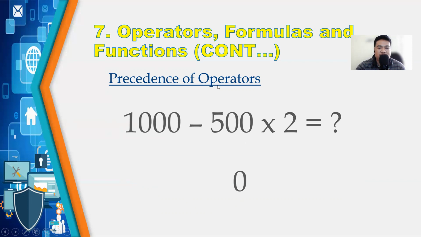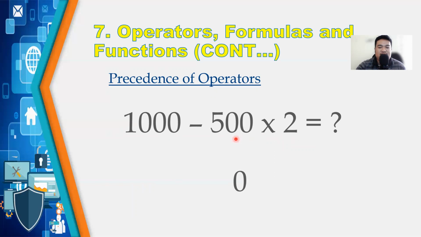precedence of operators, tignan natin yung ating operators. We have 3 operators. You can follow on my highlighter. This is subtraction, and this is multiplication. And this is equal, so this is a relational operator. So yung pinaka-highest ang precedence sa mga operators na nandito ay yung multiplication. Susunod doon ay yung subtraction, and lastly yung relational operator natin na equal sign.